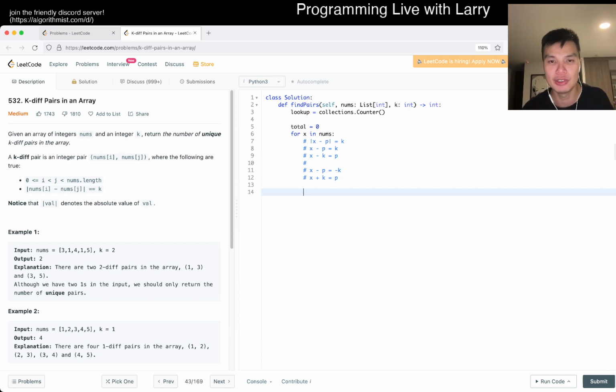Anyway, so we have these two things. We're looking for previous numbers, so a previous number that already exists in the array. So then now we know that we can do x minus, oops.